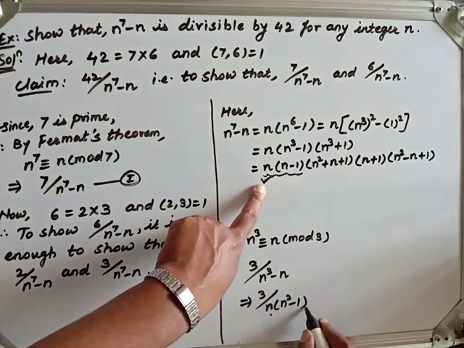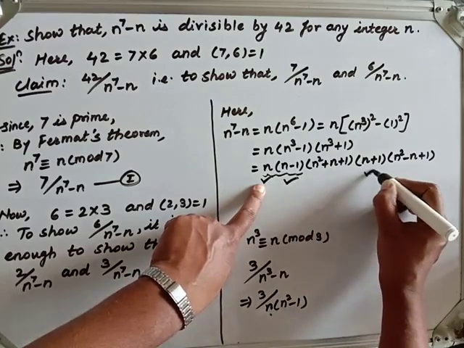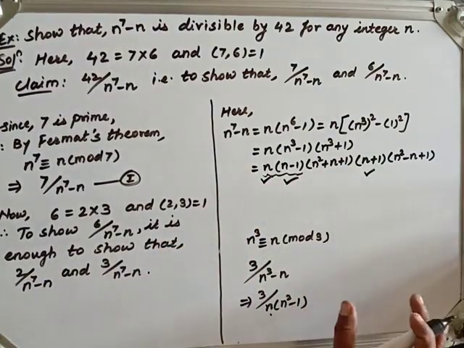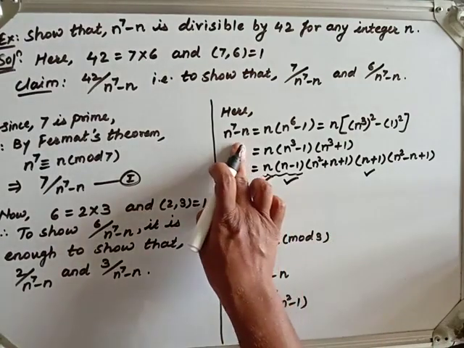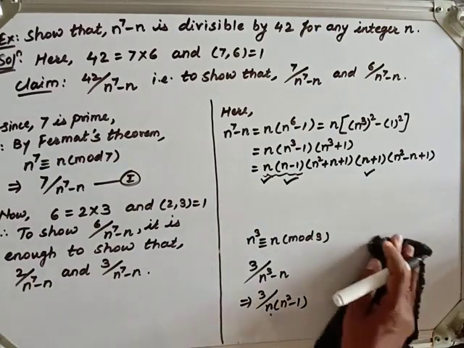Now, n square minus 1 means n plus 1 times n minus 1. Look here: n minus 1 and n plus 1 are there. So the remaining factor we take as a product, and the whole product is equivalent to n raised to 7 minus n. The remaining part is nothing but x again. Fine. Now let me write the further part.